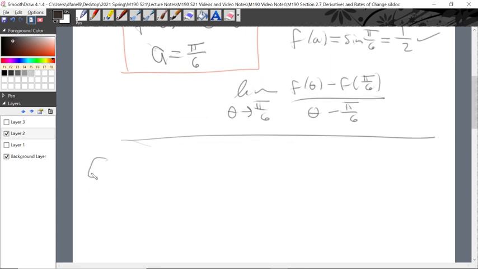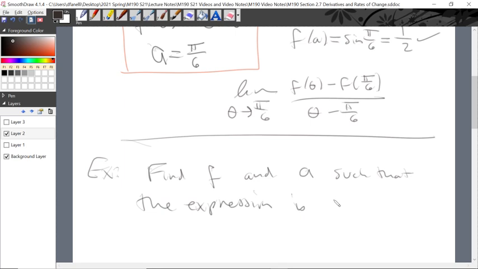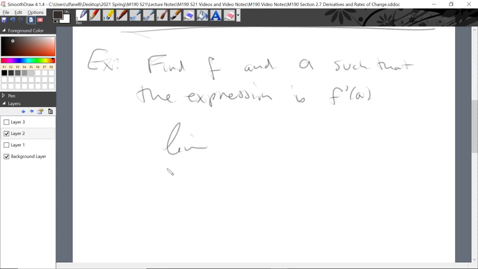Now let's try another one. I'd like to give you one in the other form. Same instructions. Find the function f and find the value a, such that the limit expression is f prime of a. And I have the limit as h approaches 0 of, let's see, the 4th root of 16 plus h minus 2, over h.